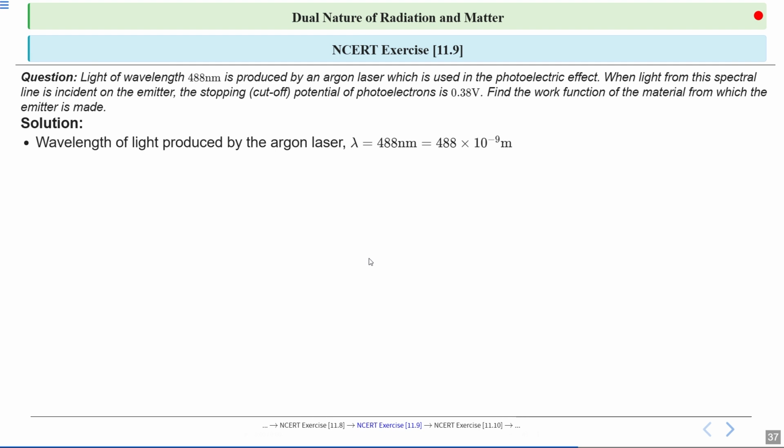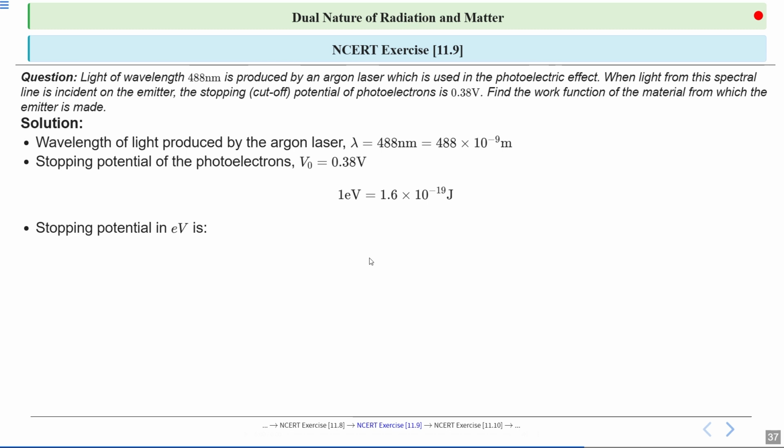So let's note the wavelength of the light used. The argon laser produces light with a wavelength of 488 nanometers. Stopping potential of the photoelectrons V0 equal to 0.38 volt, and 1 electron volt equal to 1.6 × 10^-19 joule. So stopping potential in electron volt is V0 equal to 0.38 divided by 1.6 × 10^-19 electron volt.